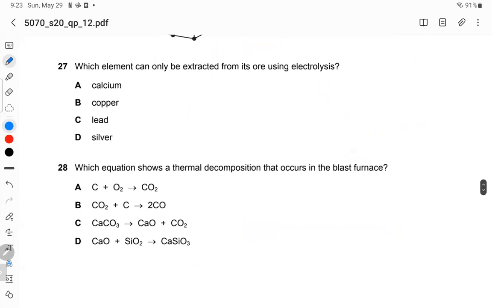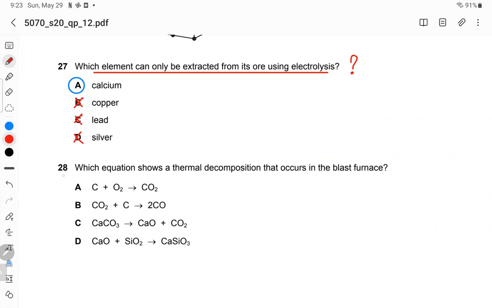Okay. Question number 27. Which element can only be extracted from its ore using electrolysis? Yes, who can answer this? The calcium. Yes, out of these four, calcium is the only one which can be extracted by electrolysis, because it is higher in the reactivity series, above carbon. Yes, calcium is above carbon, and the others are below carbon and below hydrogen, so there is no need to extract copper, lead, and silver by electrolysis.